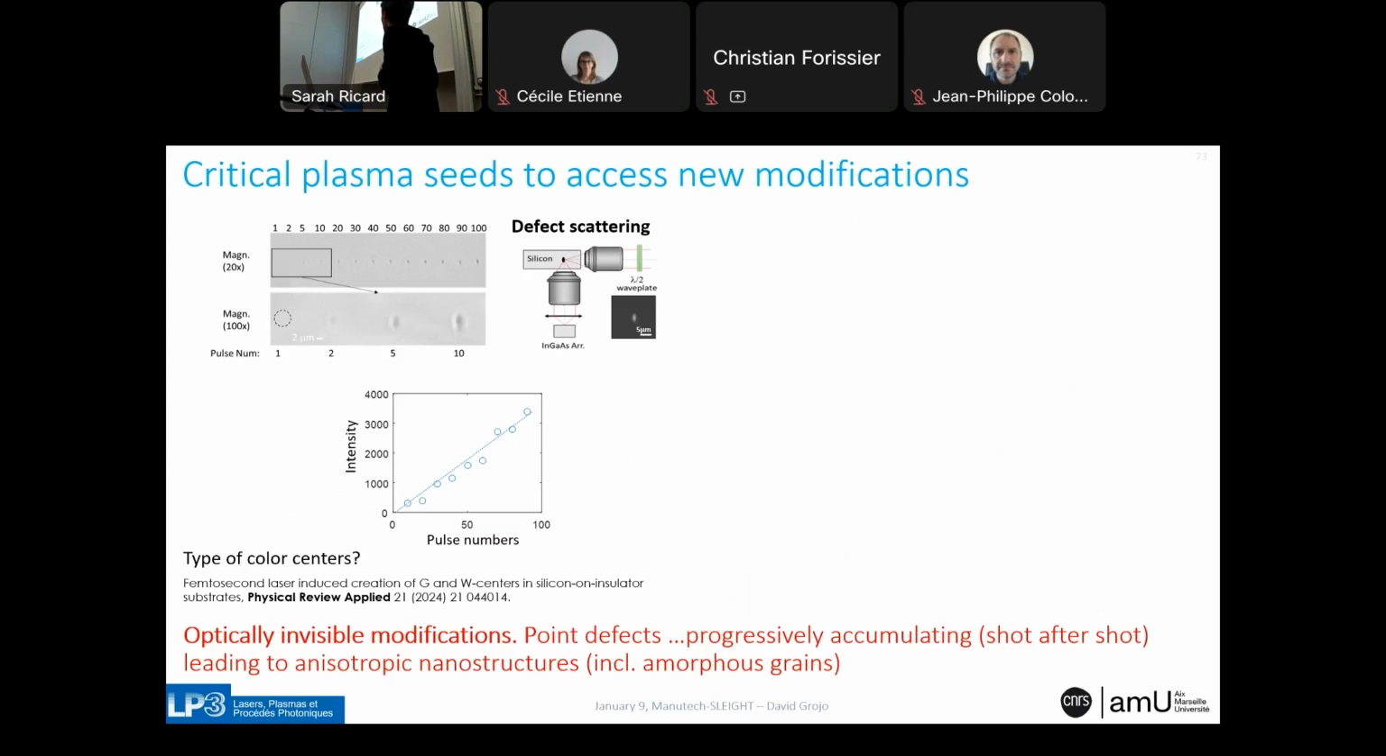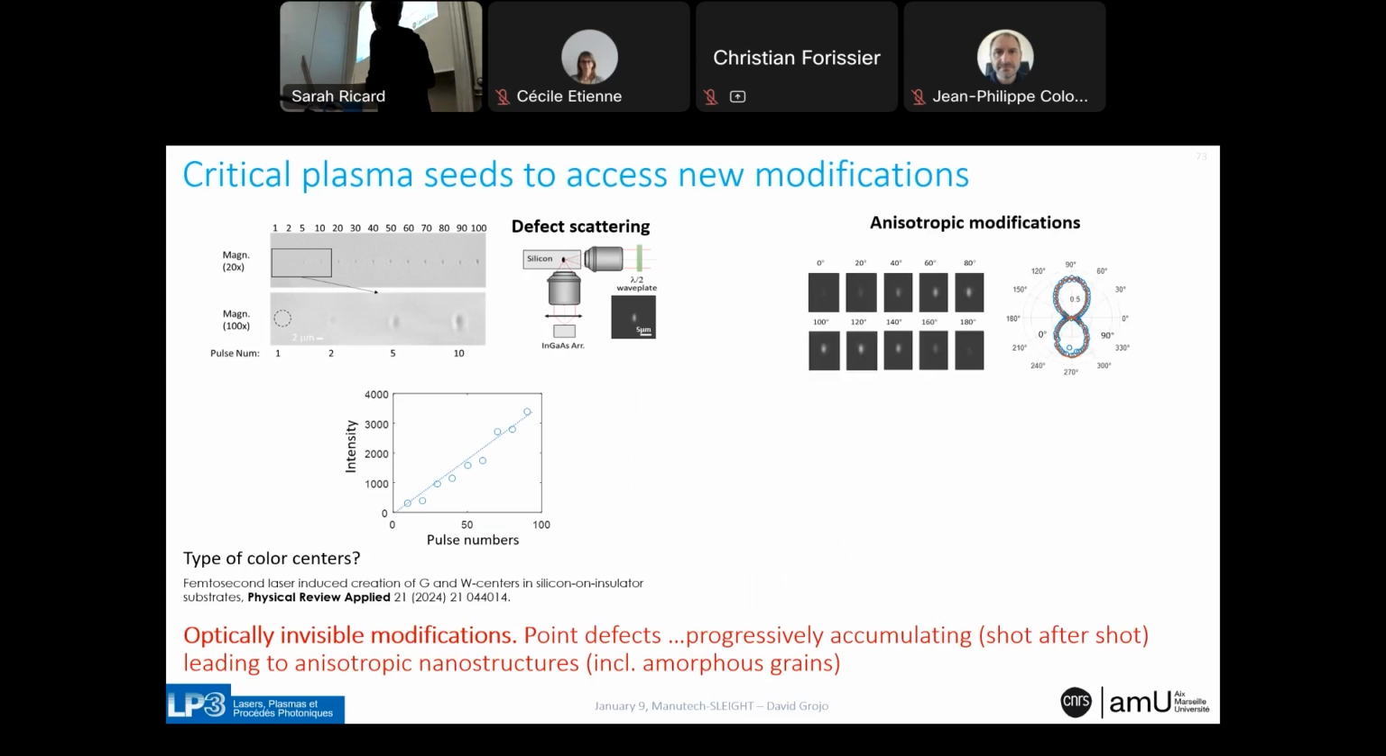So looking at the scattering intensity as a function of the number of pulses for writing, we found a linear trend that tends to show that we accumulate, shot after shot, low density defects. So that creates more and more signal in these experiments. So then the question is, what are the types of defects we create in silicon? We know that femtosecond lasers can make G or W centers, but we don't know in these particular experiments what type of defects we create.